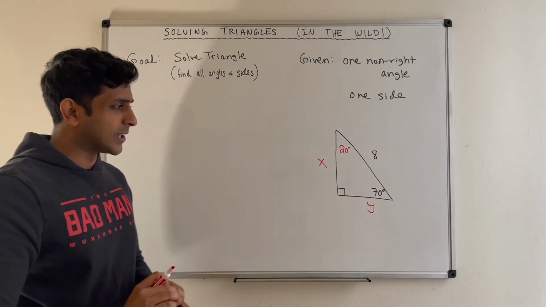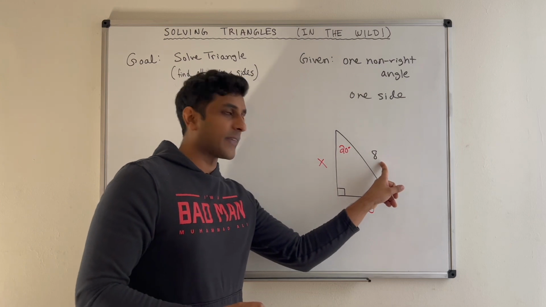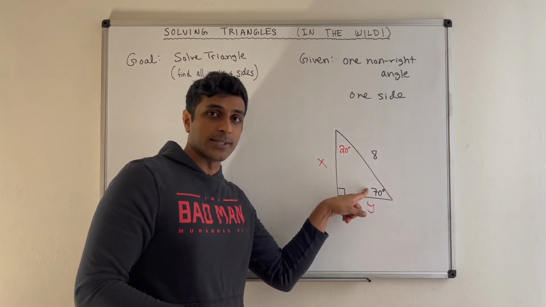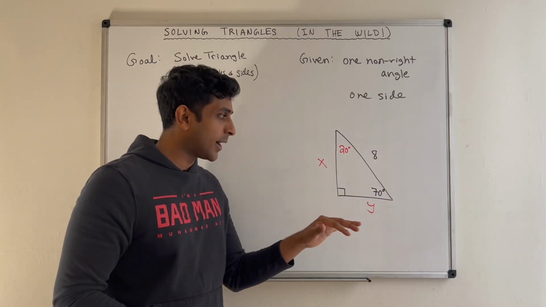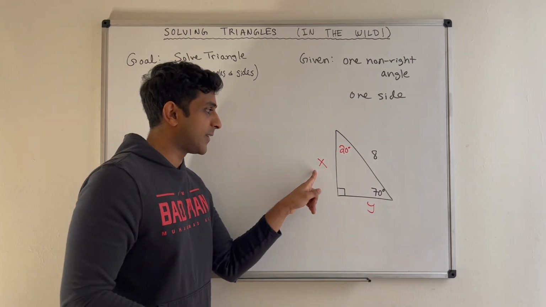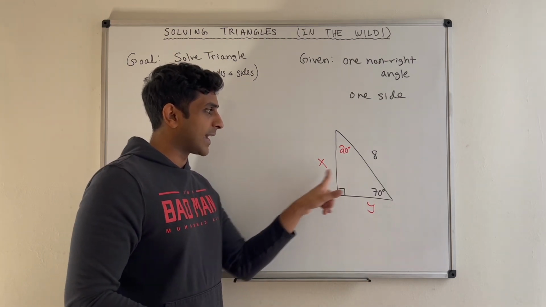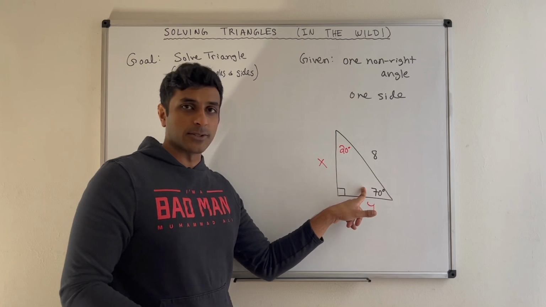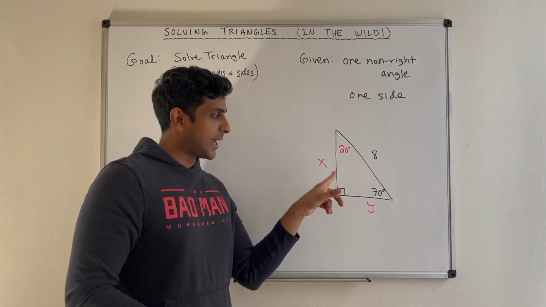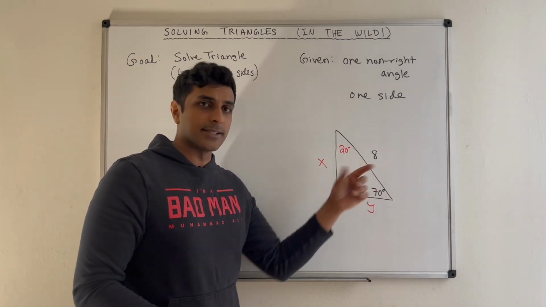Now we can exploit the fact that we know that that's 8 and that angle is 70 degrees in order to find x and y, but we have to do them one at a time. So let's find x first. How can we relate x and 8 and 70 degrees? Well, x is opposite of 70 degrees and 8 is the hypotenuse.